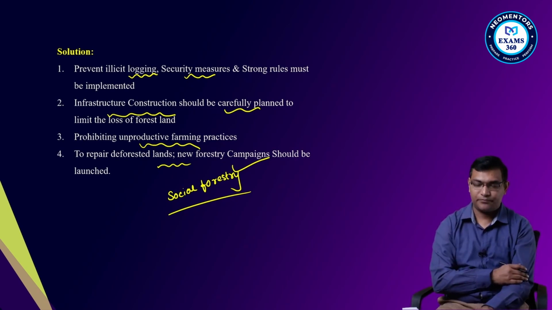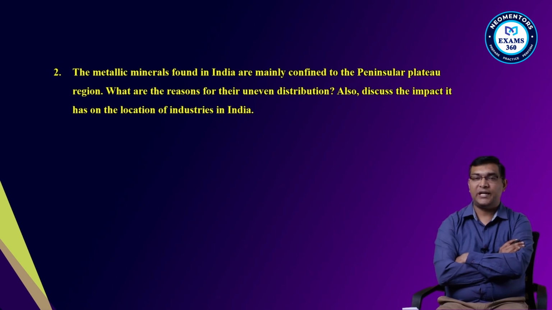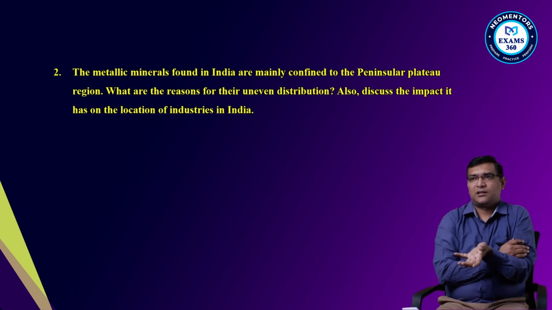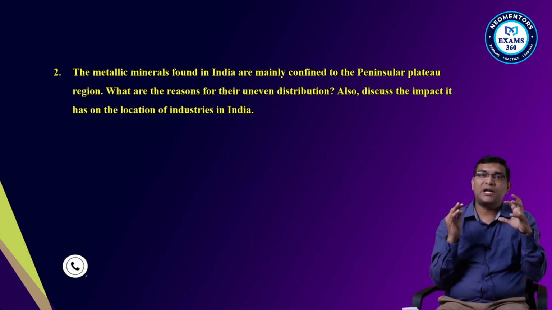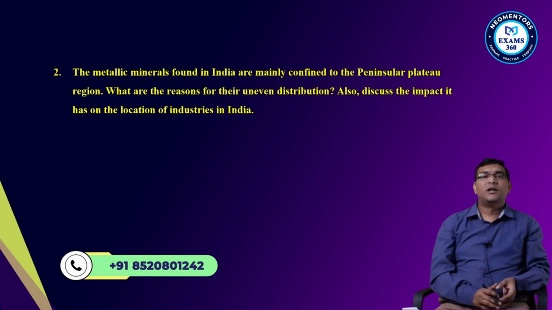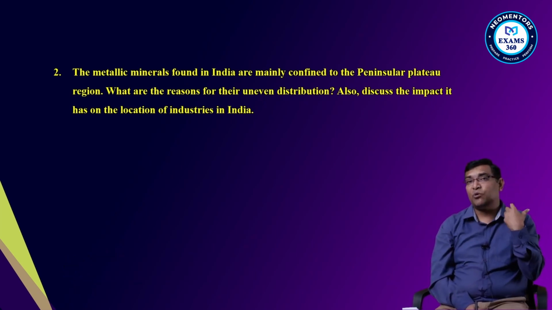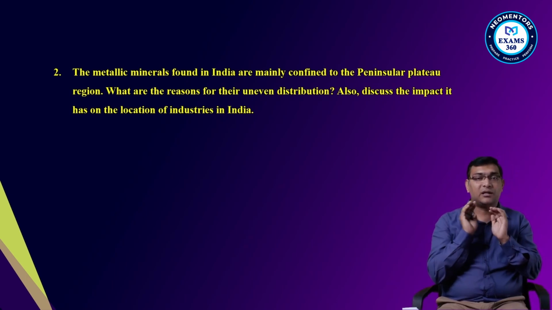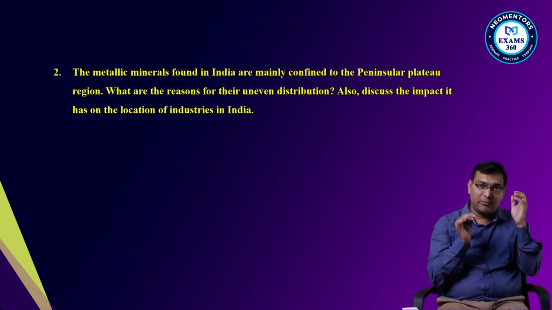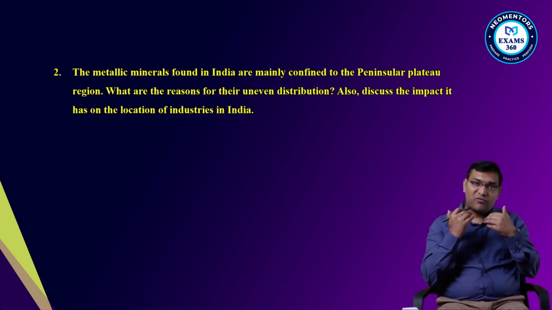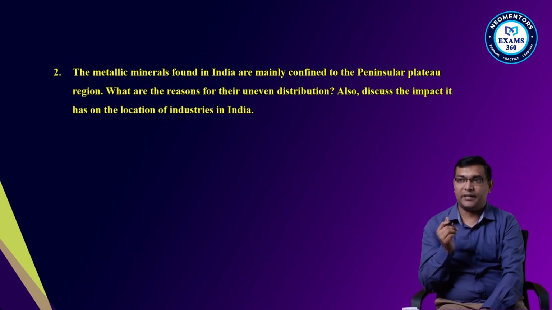So the next question: the metallic minerals found in India are mainly confined to the peninsular plateau. Why? The peninsular plateau is formed by the deposition of lava or magma. So whenever they are deposited, can I say that they have more minerals? Yes, of course. Second, your northern plains are the deposition of alluvial, nothing but what the rivers brought from the Himalayas, they are depositing. So it is a newly formed area, and these are old formed areas. So let us see this.